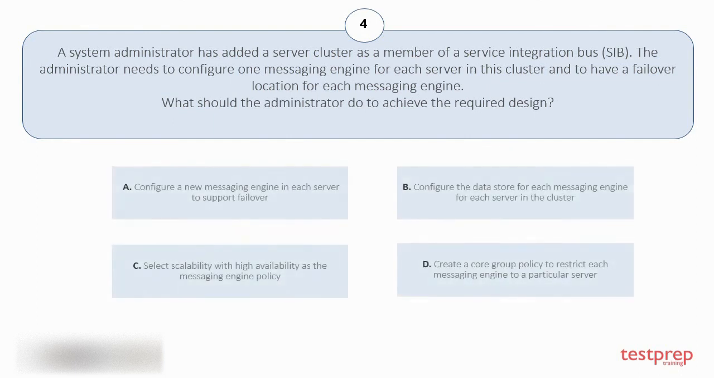Your options are: A. Configure a new messaging engine in each server to support failover. B. Configure the data store for each messaging engine for each server in the cluster. C. Select scalability with high availability as the messaging engine policy. D. Create a core group policy to restrict each messaging engine to a particular server. The correct answer is option C.